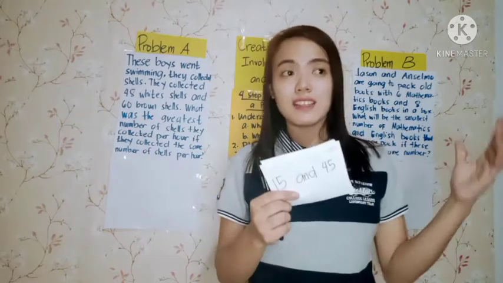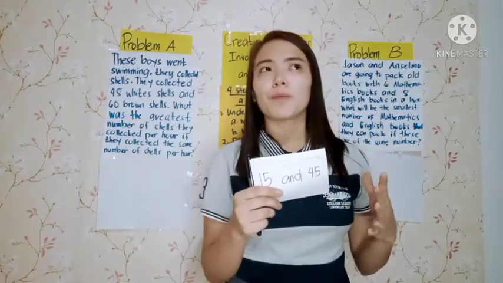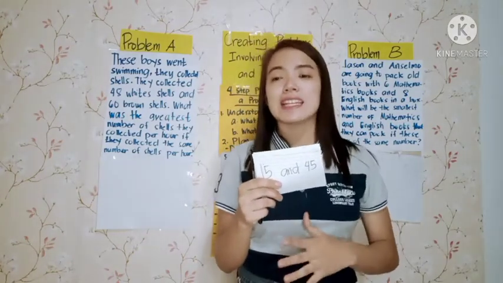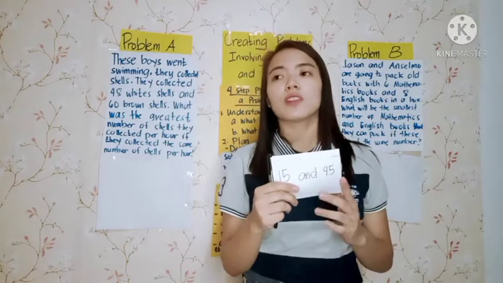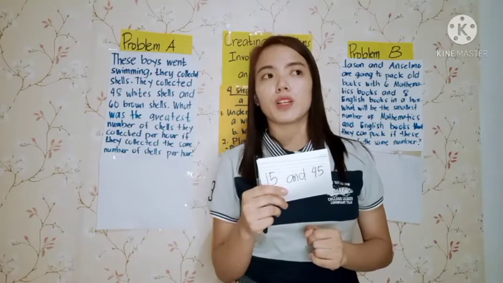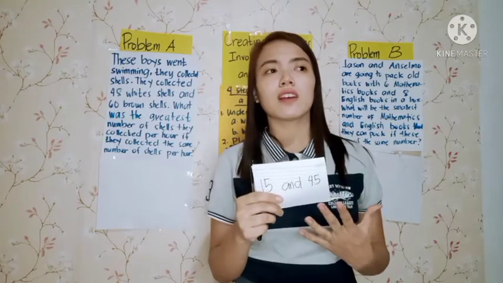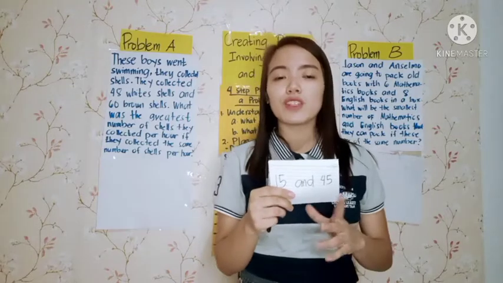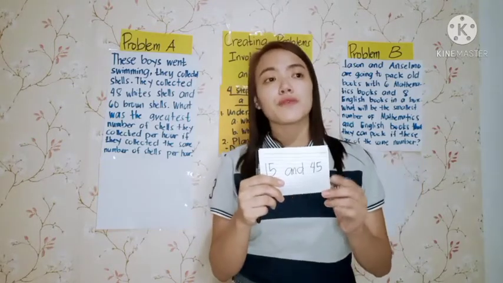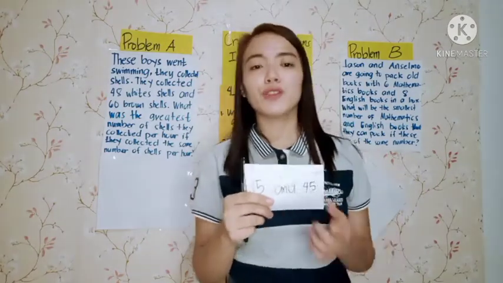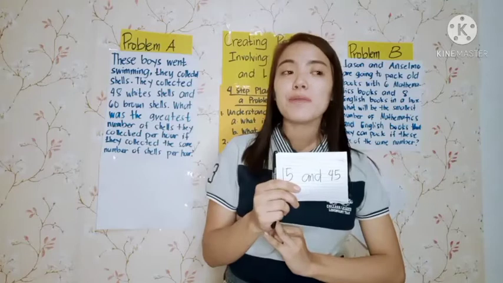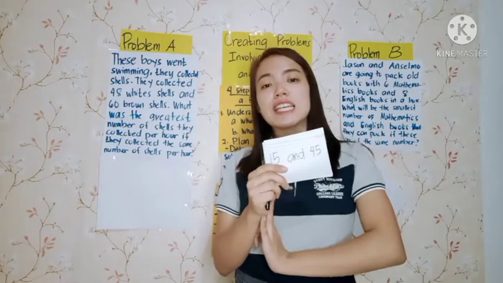None? So, let's review. What are the methods used to find GCF and LCM? First one is listing factors. Very good. Second one is prime factorization. Third is continuous division.